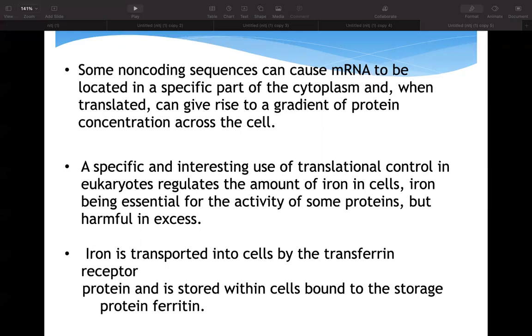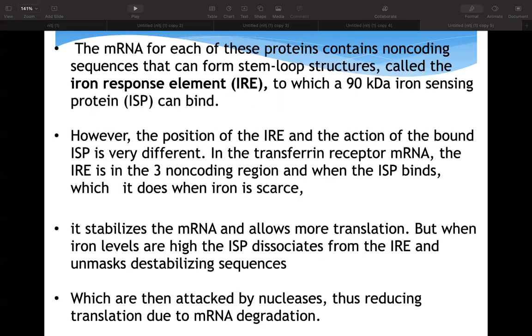Another interesting and specific use of translational control in eukaryotes is that it regulates the amount of iron in the cell. Iron is required for the essential activity of some proteins, but it is harmful in excess. Iron is transported into cells by a protein receptor called transferrin, and it is stored within cells bound to a storage protein called ferritin.